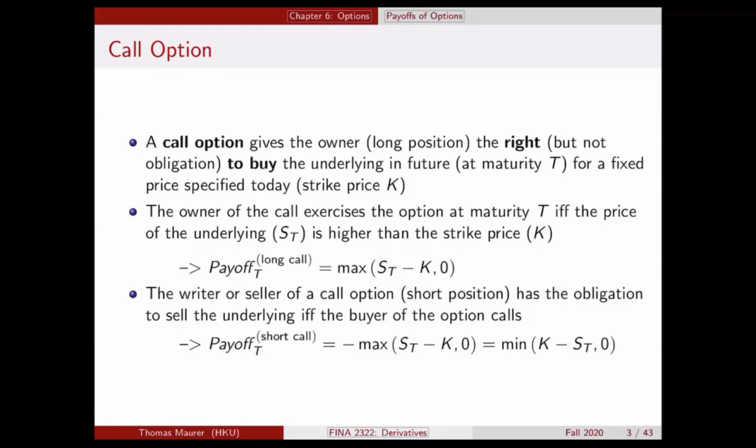Notice that because the short position always has a negative or a zero payoff and the long position always has a positive or a zero payoff, it must mean that the short position will only be willing to enter this contract originally if the long position pays some money to the short position. And that amount of money which the long position pays the short position, that is equal to the value of the option.